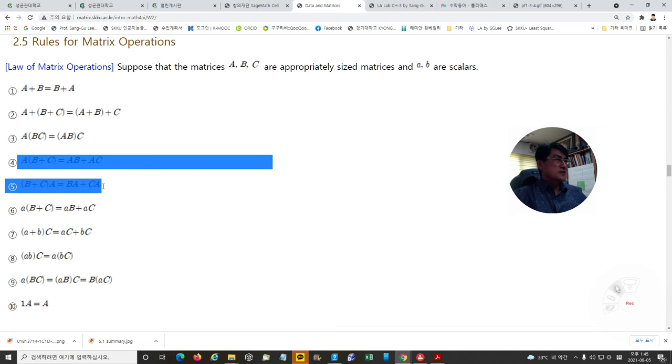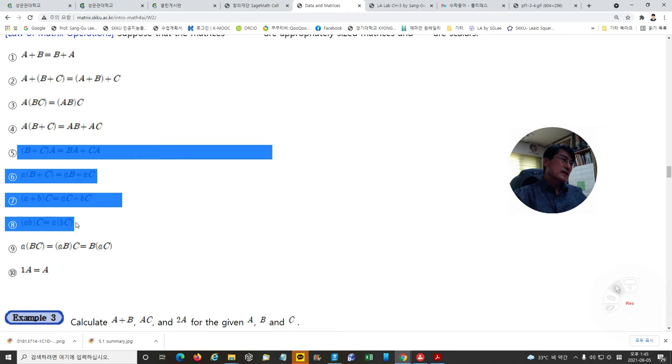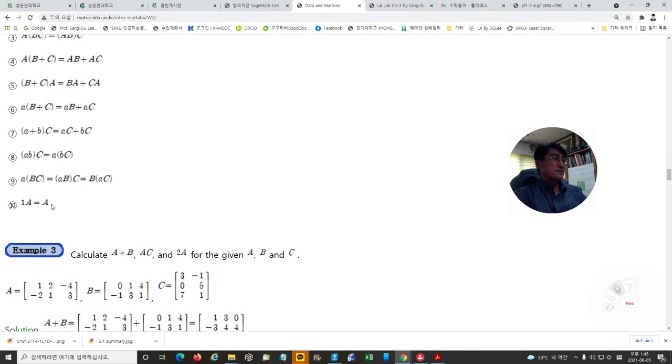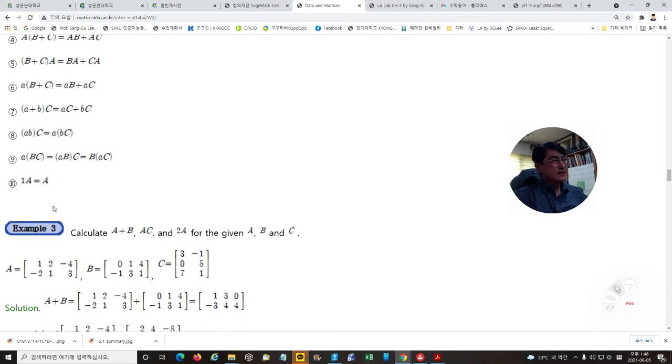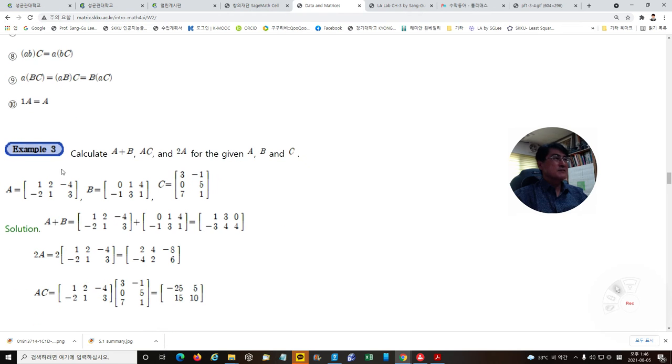And the distributive laws, there are five distributive laws. And if we multiply one on a matrix, then it is the same as the original matrix because of the definition of matrix multiplication. If you multiply one, then you only multiply one on each of the entries, so that result should be the same as the original matrix A.